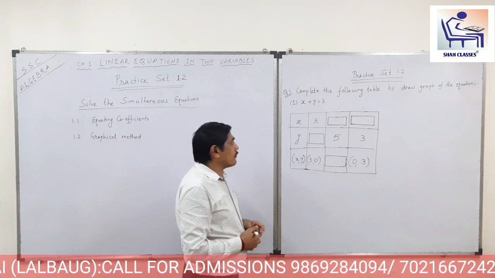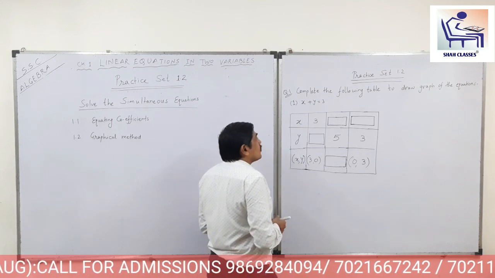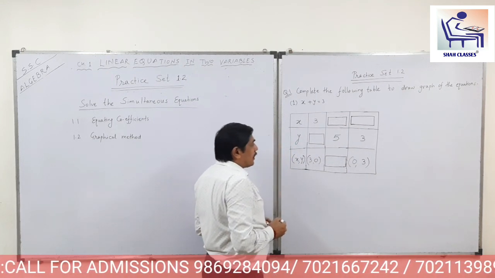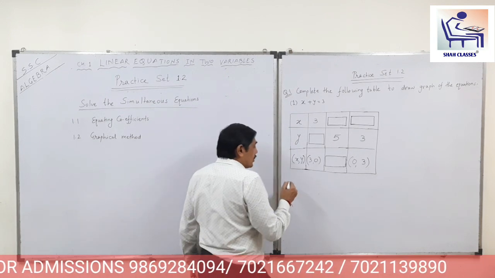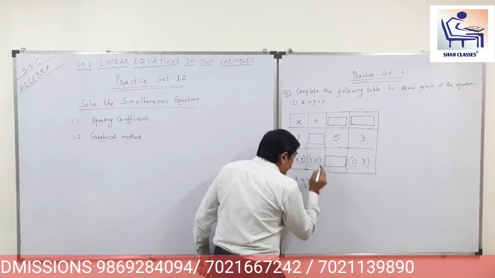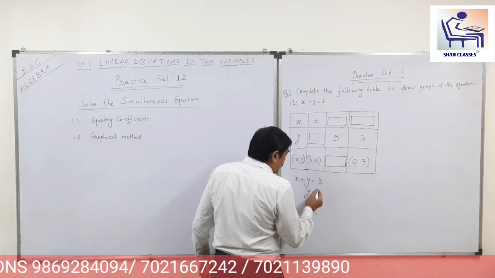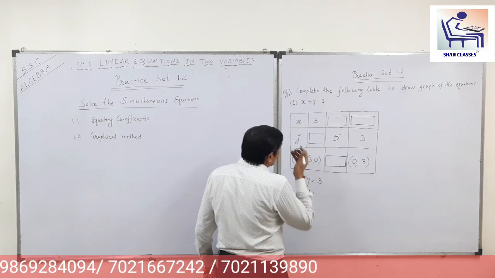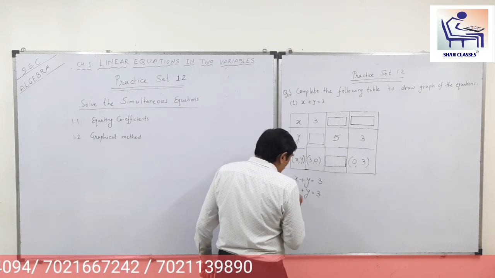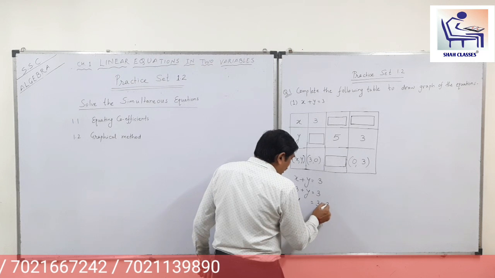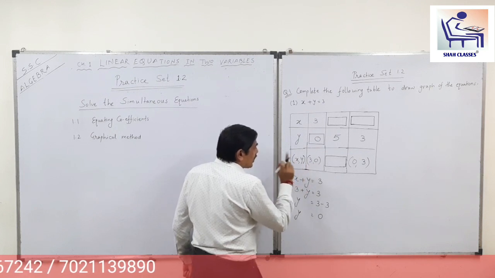As in every exercise, the first exercise also had an activity, and this exercise also has an activity. So now we have to fill up these boxes, and for this you are given one equation: x plus y is equal to 3. First of all, solve this equation. You can substitute the value of x, so 3 plus y is equal to 3, so y is equal to 3 minus 3, so 0. So here we have to fill up the 0.